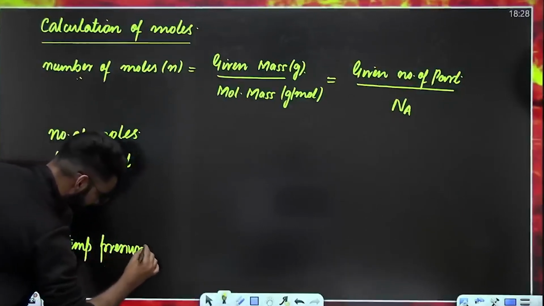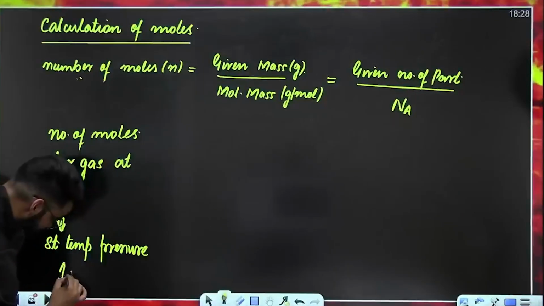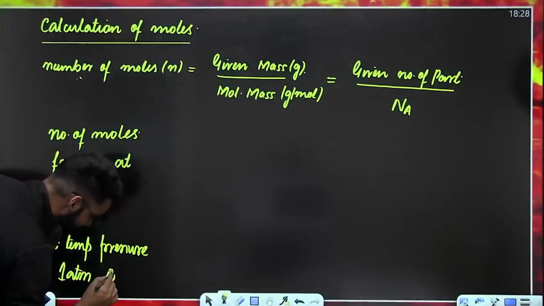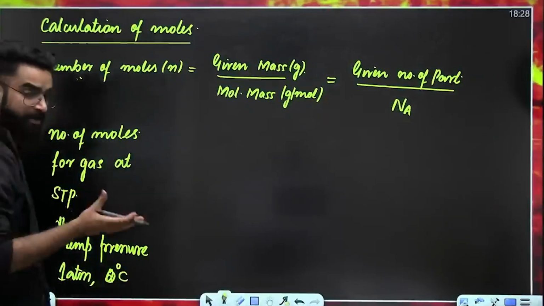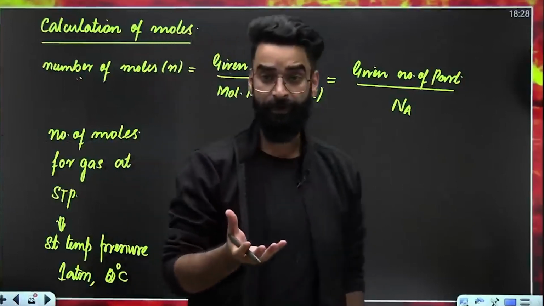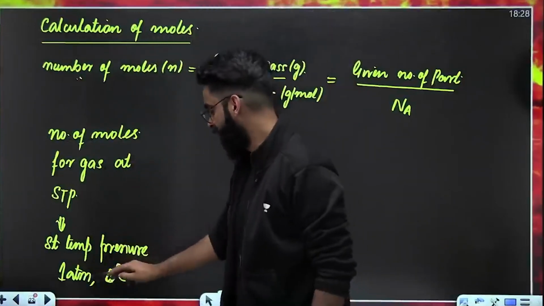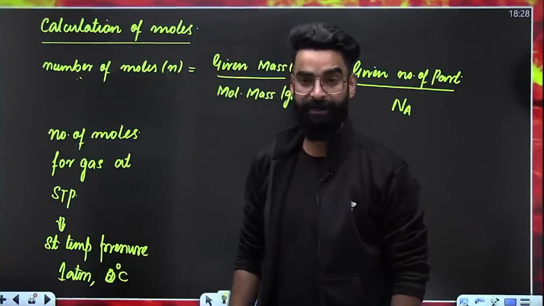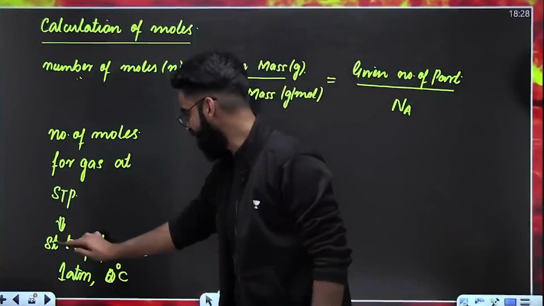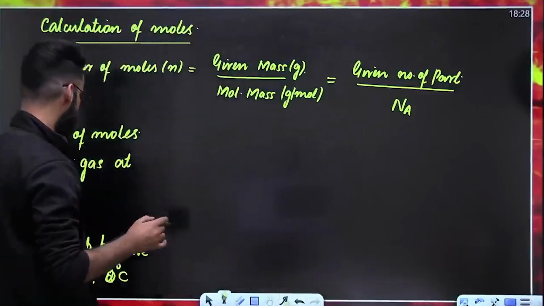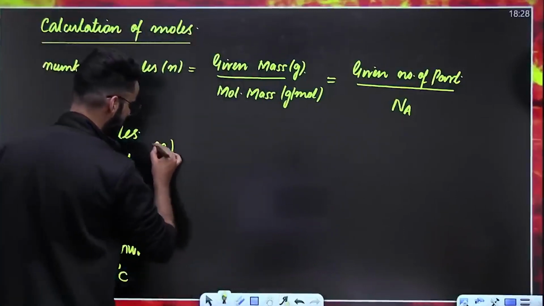Standard temperature pressure. When the gas is kept at the pressure of 1 atm and its temperature is kept at 0 degrees centigrade, right? When you have a gas in the container whose pressure is 1 atm and whose temperature is 0 degrees centigrade, then only we say the gas is present at STP.